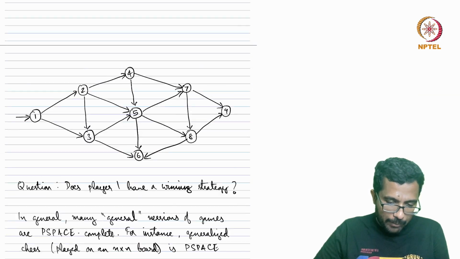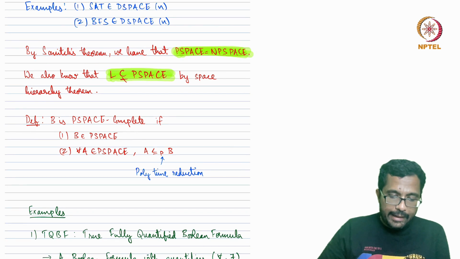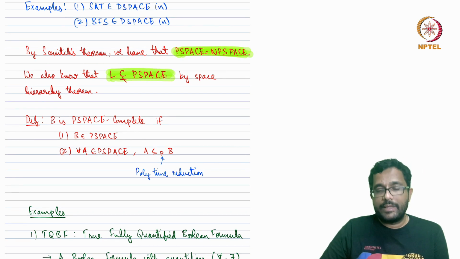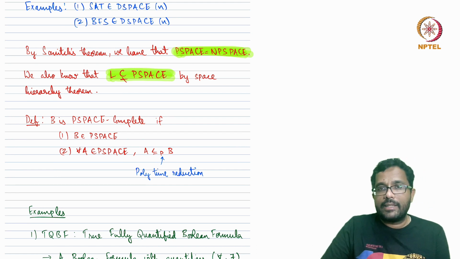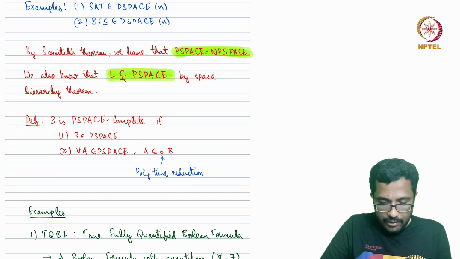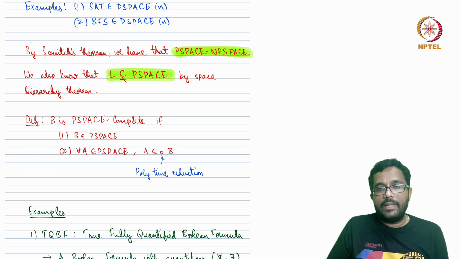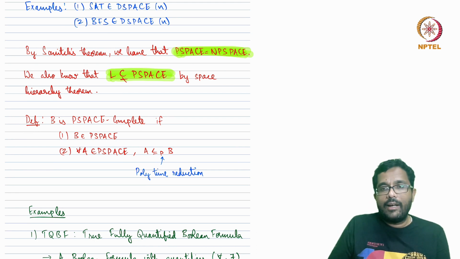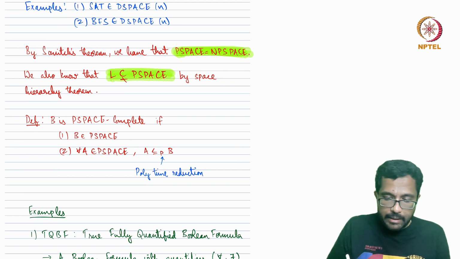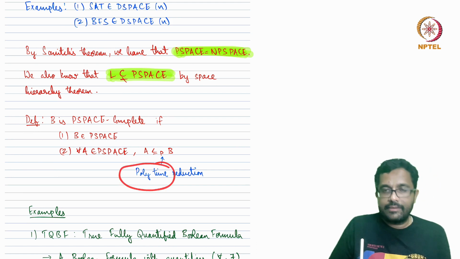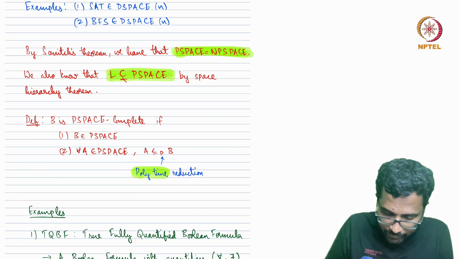Anyway, so now let me come back to the PSPACE discussion that I was talking about. So we know that L is in PSPACE but not equal to PSPACE. PSPACE completeness is similar to NP completeness or NL completeness. So B is PSPACE complete if B is in PSPACE and all the languages in PSPACE are reducible to B. And in PSPACE completeness we use polynomial time reduction. This is something that you have to keep in mind: polynomial time reduction.